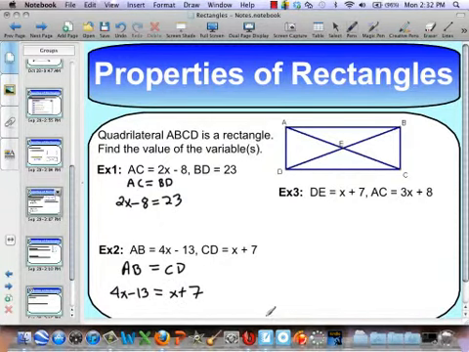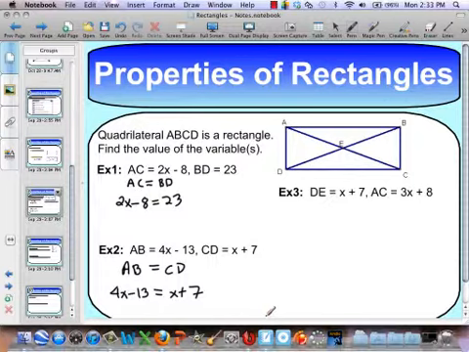Now, number 3 is going to be a little tricky. DE is x plus 7, and AC is 3x plus 8. Which property will you use? Diagonals are congruent. And what else? There's another one. Why? Because you only have half of it. How do you know it's half of it? Because the whole line is DB and you only got DE. Because the diagonals bisect each other.